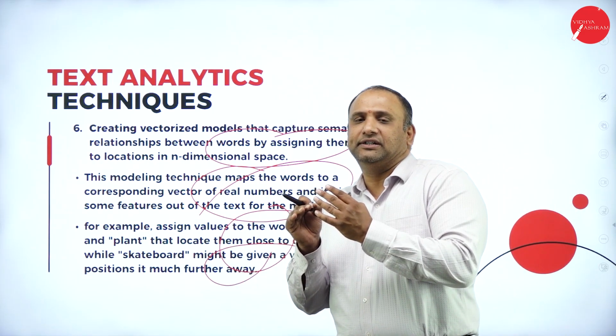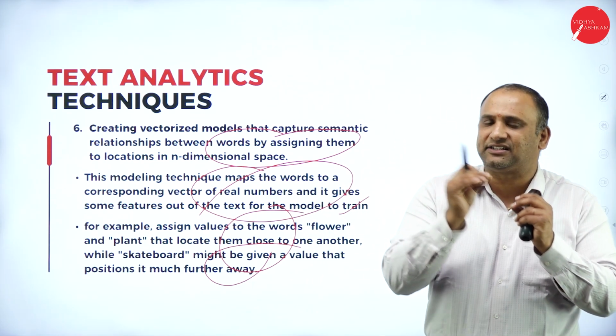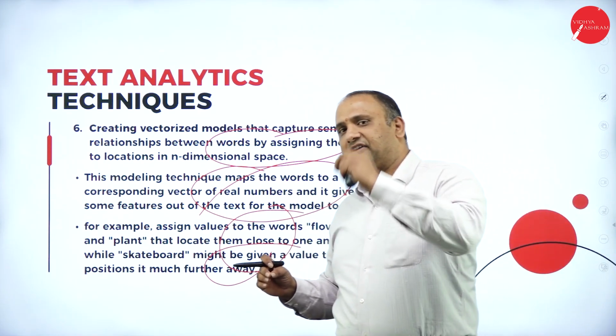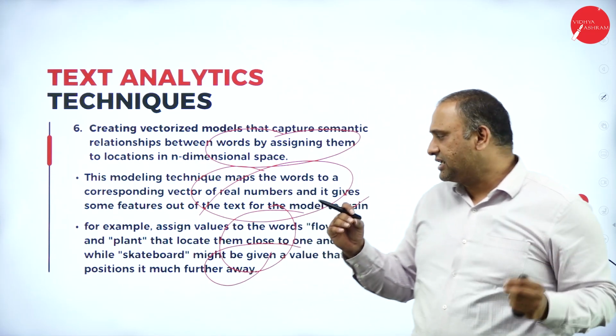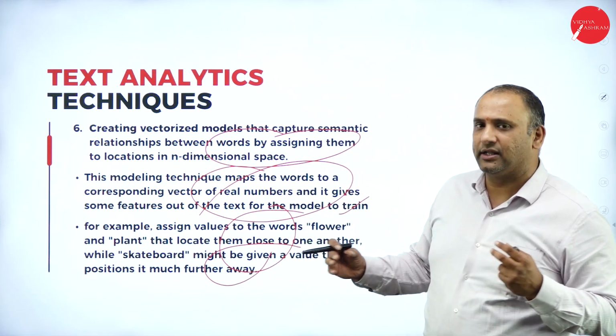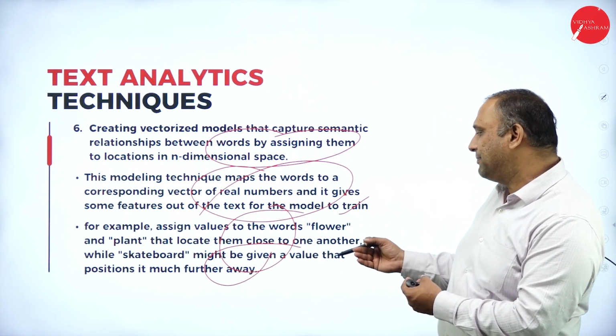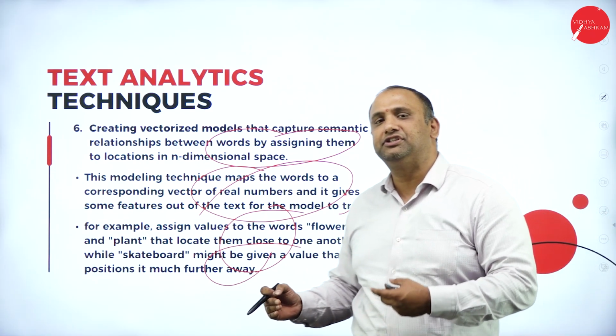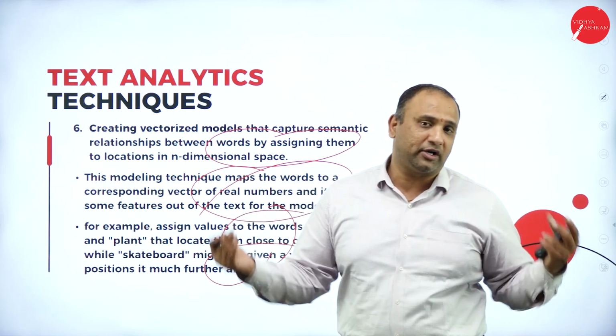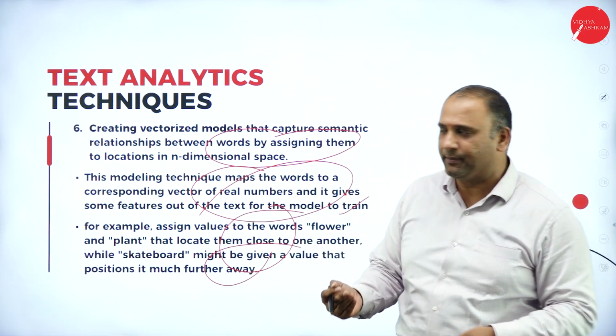Now let's try to understand this whenever we relate certain terms. Flower, plant, tree, leaves, all these kinds of things might be close to one another because we try to relate and locate them. Whereas when I say the word skateboard, it might be given a value that positions it much farther away because it's not a related word to what we are talking about.